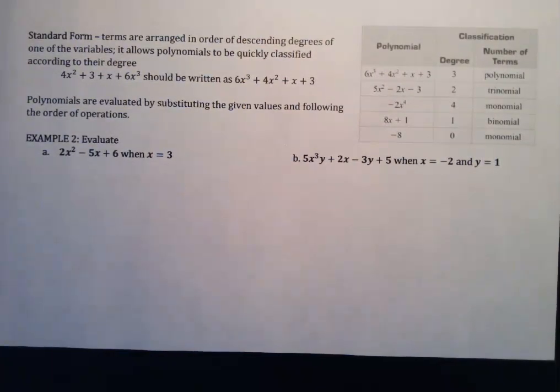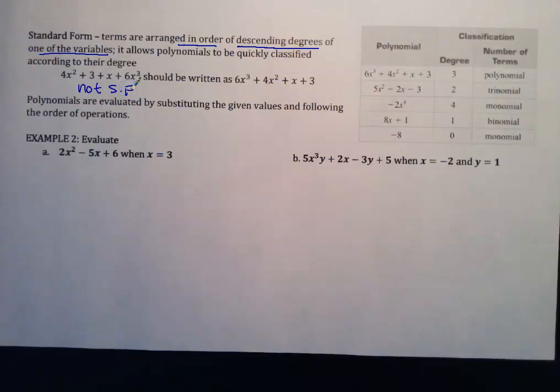Don't remember doing that. Okay, so in standard form, the terms are arranged in order of descending degrees of one of the variables. So let's look at the example. We have 4x squared plus 3 plus x plus 6x cubed. This is not standard form.